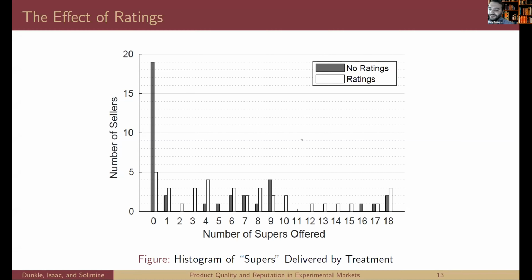And we can see that when we introduced the ratings, this flattened out substantially, and we had a lot more people up on this end who sold quite a few supers or high quality goods, presumably in order to keep their reputation high, to keep the buyers interested.